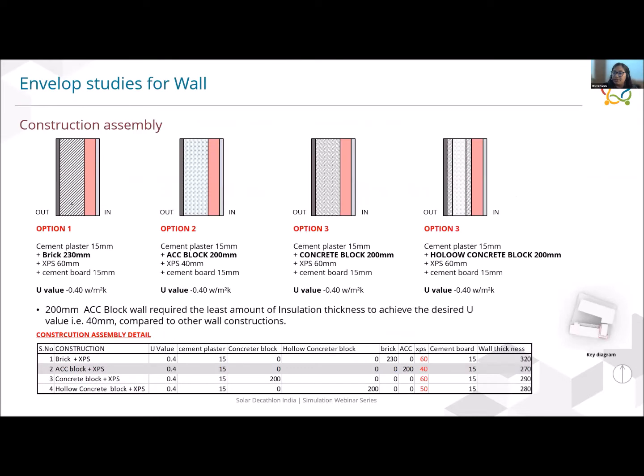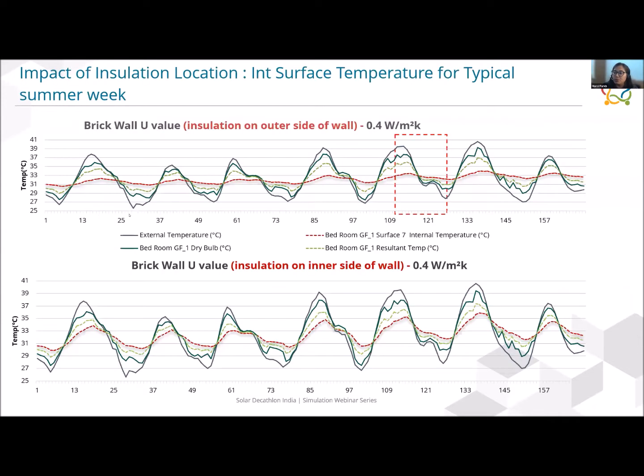It can be provided here, as you can see, right on the inner side of the wall, or it can be placed here on the outer side. So we studied this for naturally ventilated corridors. It was found that where the insulation was provided on the outer side, there was minimal difference in the resultant temperatures.